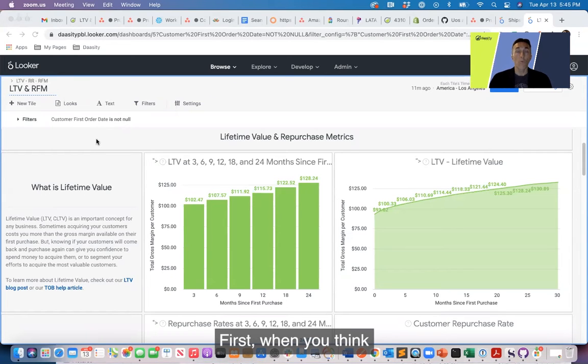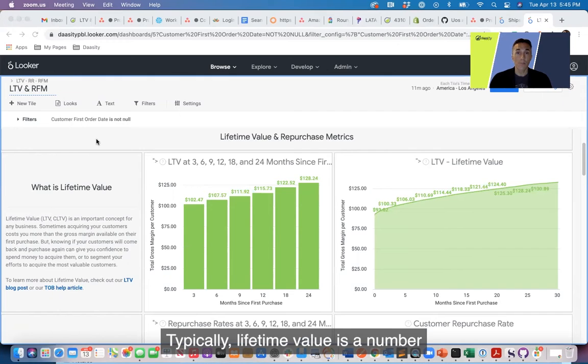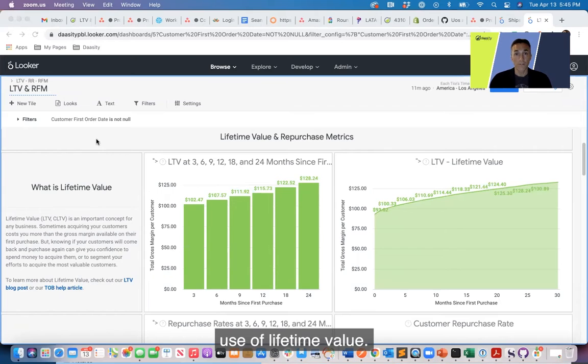First, when you start looking at these numbers, you really need to think about how am I going to use this, right? It's not enough to just say, my customer lifetime value is $100, right? Well, what does that mean? Typically, lifetime value is a number where you want to be comparing it against different customer segments, or comparing an overall lifetime value number against cost of acquisition, for example. So that's a very common use of lifetime value. How much did it cost to acquire your customers, and what is the lifetime value of those customers?